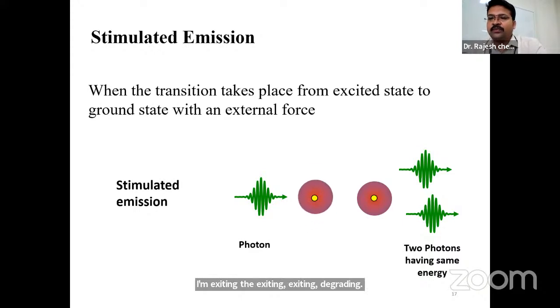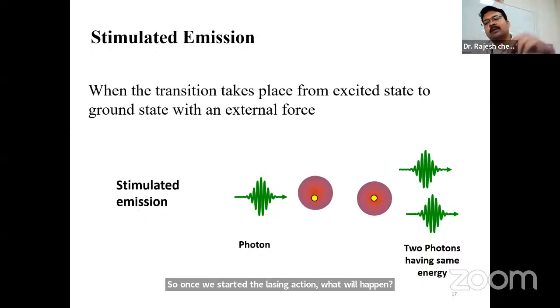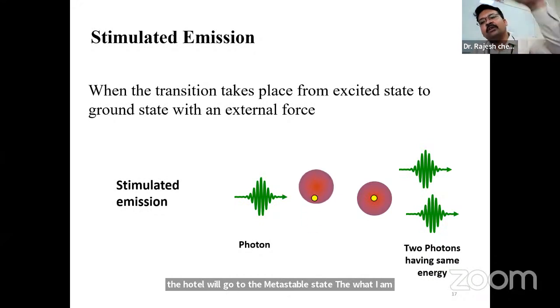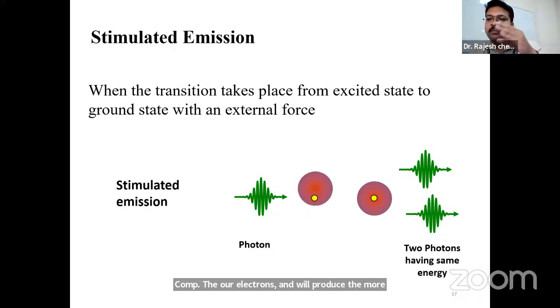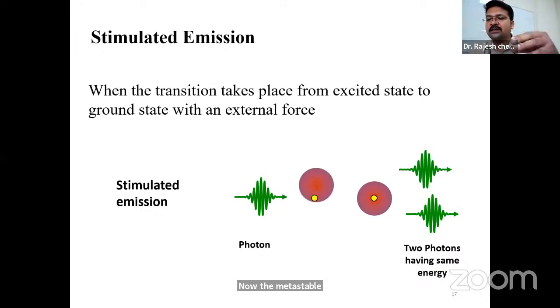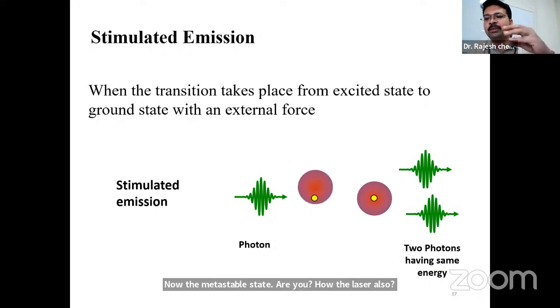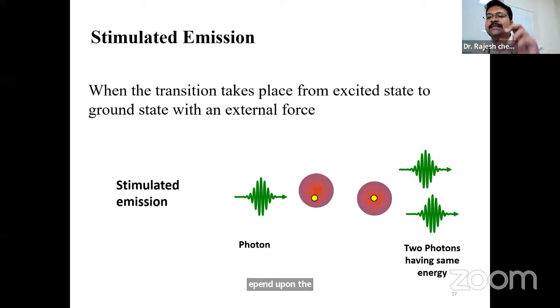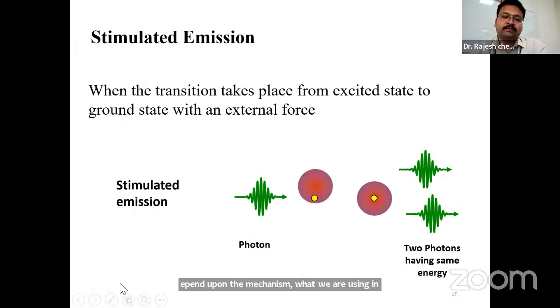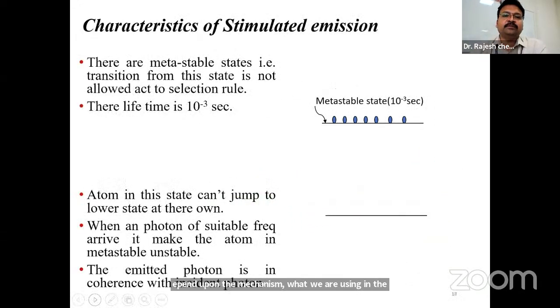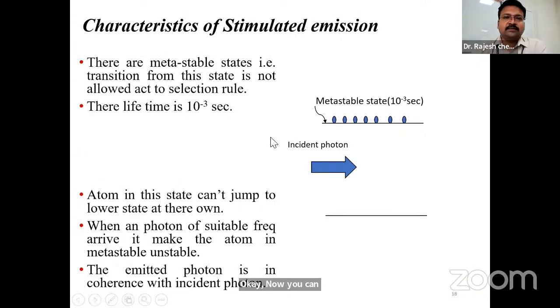Okay. So once we start the lasing action, what will happen? Some of the photons will go up and come back, and some of the photons will go to the metastable state. The metastable state photons can come back, and once again will pump our electrons and produce more photons. So the lasing action will be continuous. We call it a continuous laser. We have the metastable state, or we have the pulse laser. Pulse laser we have, continuous laser we have, depending upon the mechanism we are using in the lasing action. Okay, now you can see what the characteristics are.